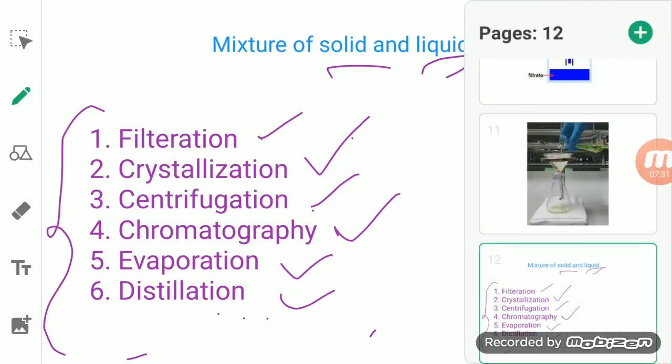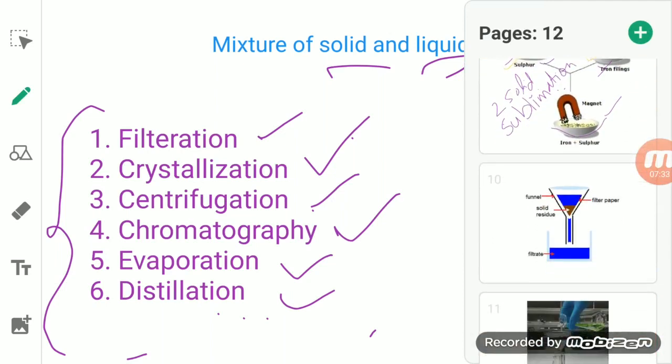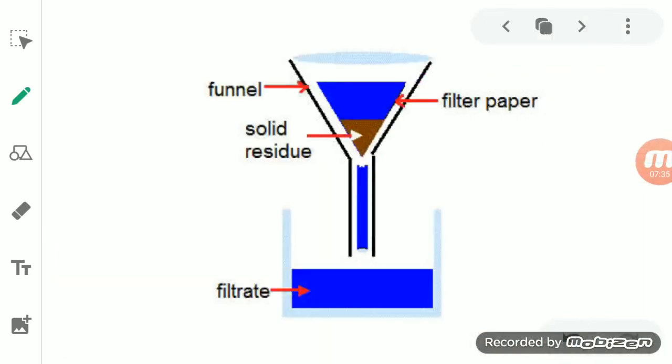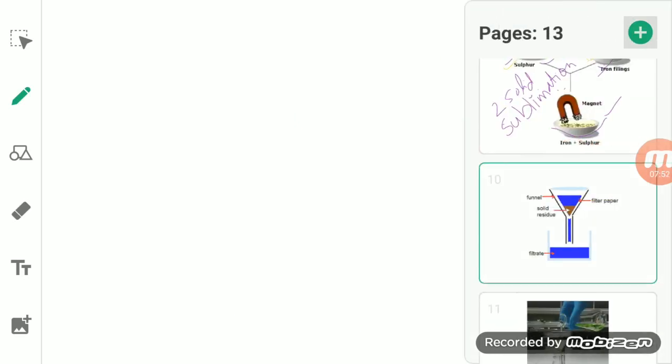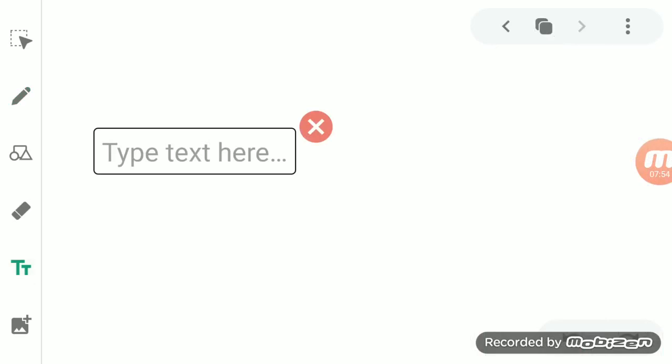So now we will start with the first one, and that is known as filtration. Now what is filtration, students? Filtration is a process of removing an insoluble solid from a liquid using a filter paper. I am writing the definition here again.